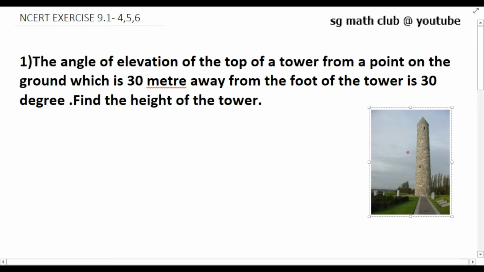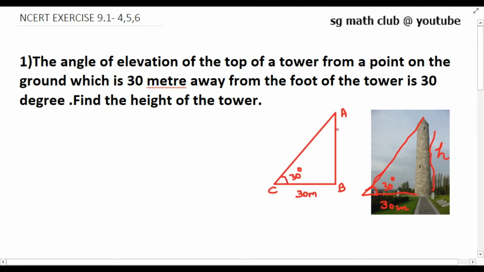So the angle of elevation of the top of the tower from a point on the ground which is 30 meter away from the foot of the tower. This is 30 meter away from the foot of the tower, and the angle of elevation to the top of the tower is 30 degree. We need to find the height of the tower. So let h be the height of the tower. First, we will draw the right angle triangle and then we will apply the trigonometric ratios and find the height of the tower.